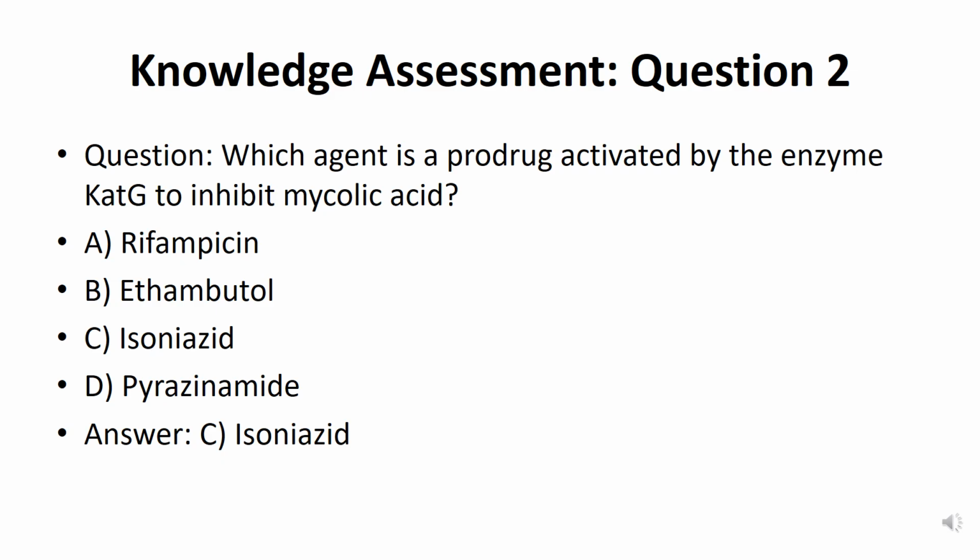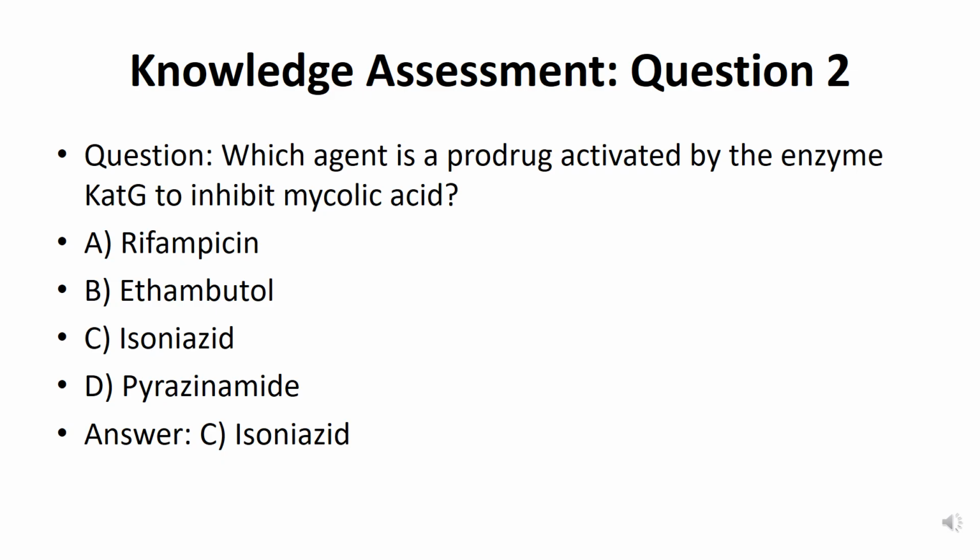This barrier helps tuberculosis bacteria survive in harsh environments and resist destruction by the immune system. When mycolic acid synthesis is blocked, the bacterial cell wall becomes defective and unstable. Without a functional cell wall, the bacteria lose their structural integrity and eventually die. This mechanism explains why isoniazid is highly effective against actively dividing tuberculosis organisms.